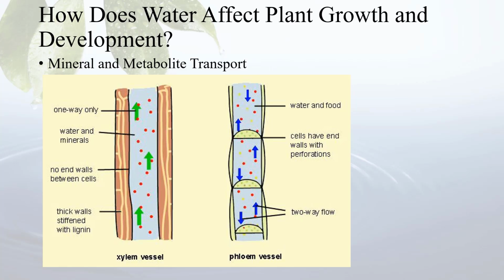But our xylem tissue transports water and minerals from the roots up through the rest of the plant, right? And we need water in order to do that, just like we need water to transport our food and other metabolites that are produced, in the phloem.